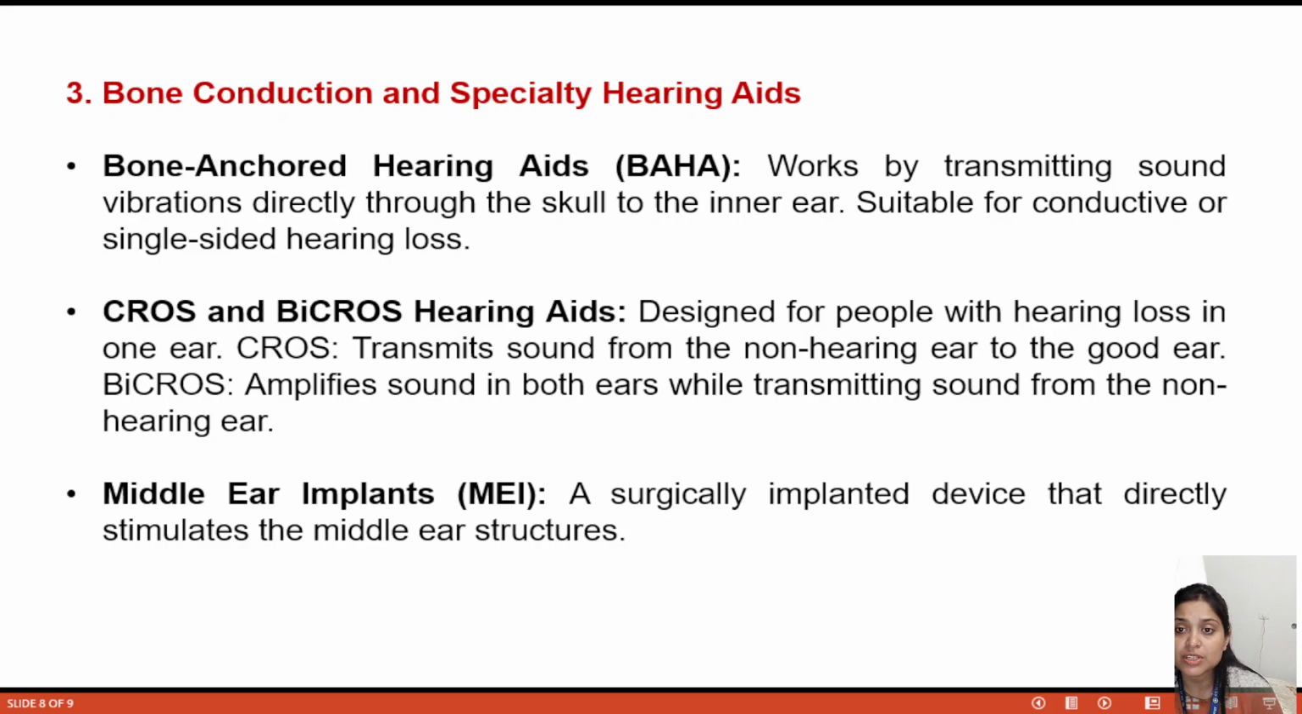CROS and BiCROS hearing aids are designed for people with hearing loss in one ear. CROS transmits sound from the non-hearing ear to the good ear, and BiCROS amplifies sound in both ears while transmitting sound from the non-hearing ear. The last one is middle ear implants, MEI, a surgically implanted device that directly stimulates the middle ear structure. It is surgically implanted inside the ear.